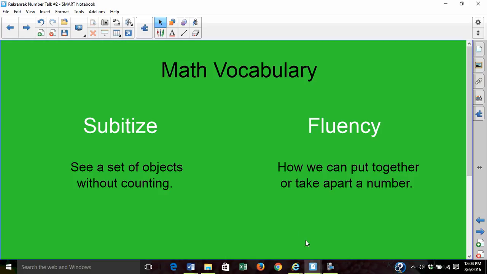If I see one boy and two girls at the pencil sharpener, I know there are three children at the pencil sharpener. If the boy is finished and sits down, one less child than three is two children who are left at the pencil sharpener. Fluency means I can combine or take away numbers and understand how they change the total amount.